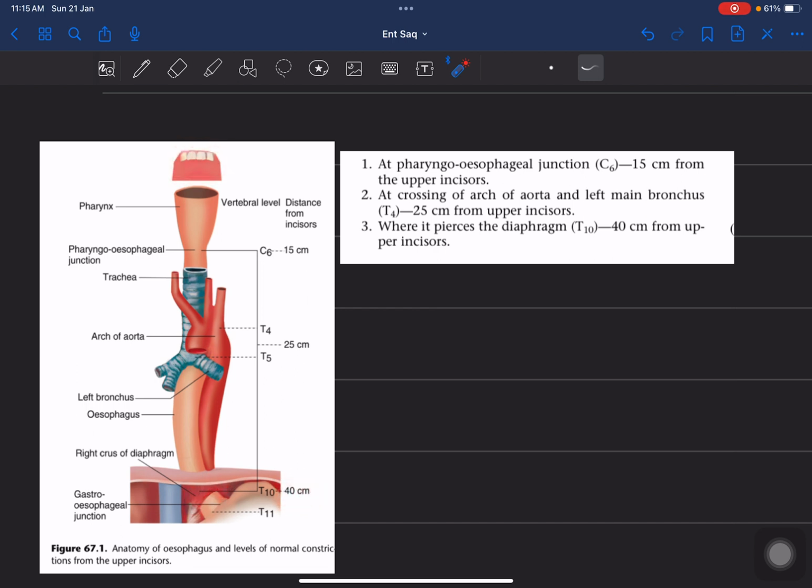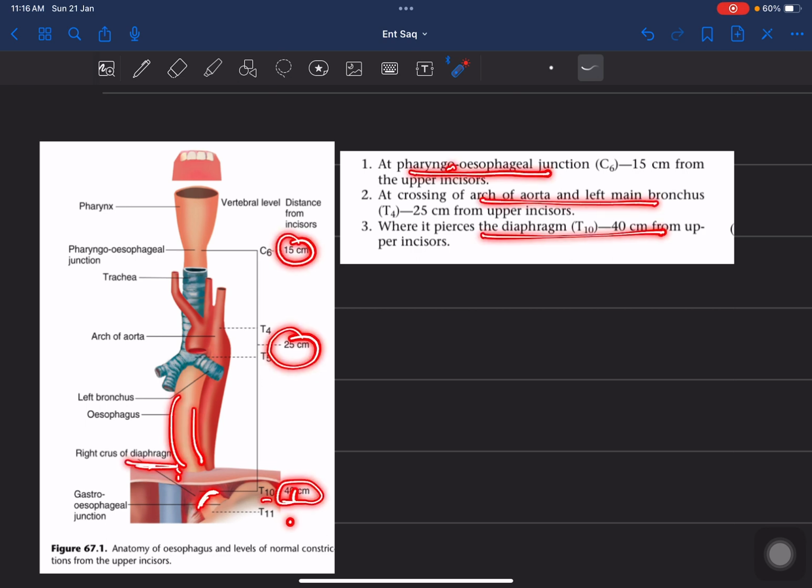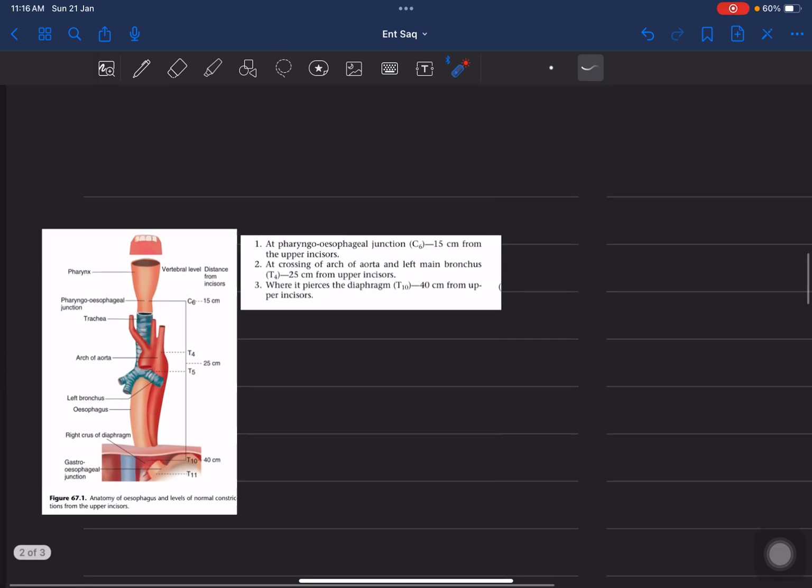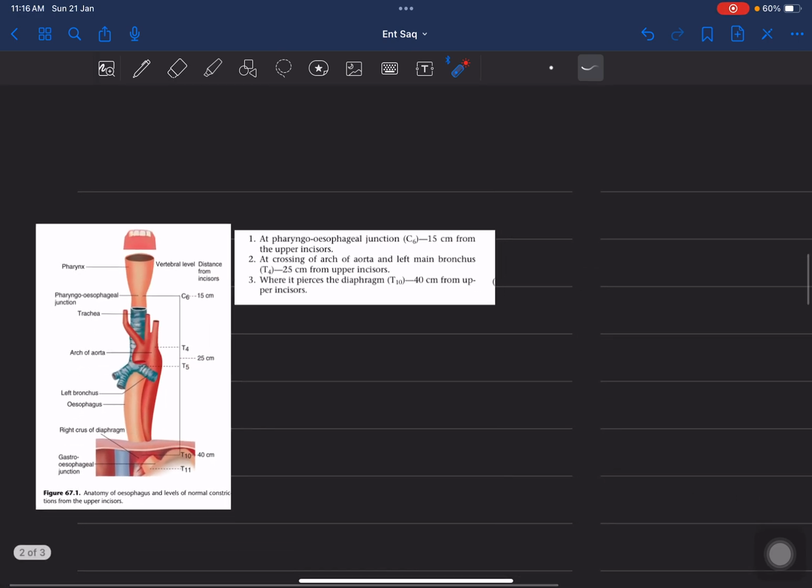The one is the pharyngoesophageal junction, another is the crossing of the arch of aorta and left main bronchus, and another is the place where our esophagus pierces the diaphragm, that is at T10 or 40 centimeters. The distances are also important: 15 centimeters, 24 centimeters, and 40 centimeters. The same thing is written right here, as you can see. So these are the normal anatomical constrictions in the esophagus.